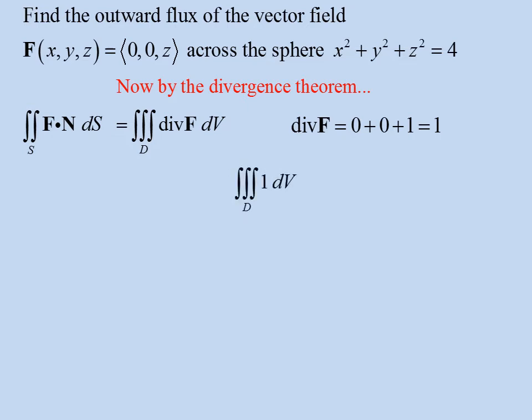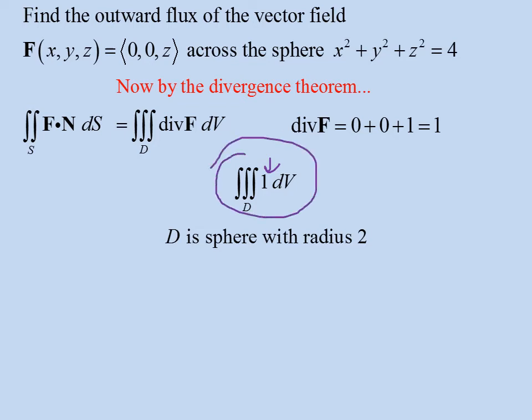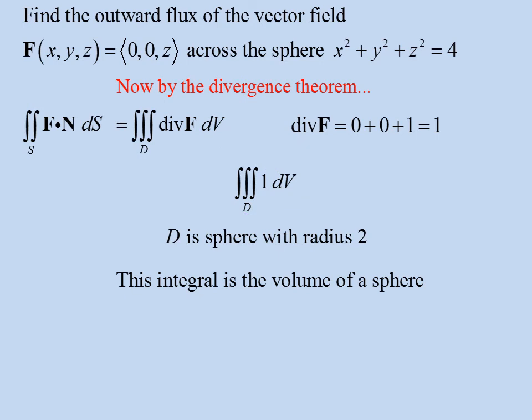And here's the triple integral. Now all that remains is for us to describe that solid, the sphere with a radius of 2. Since that is a sphere with a radius of 2, and since the integrand is a 1, then really the triple integral is nothing more than the volume of the sphere. We can use algebra to find that.